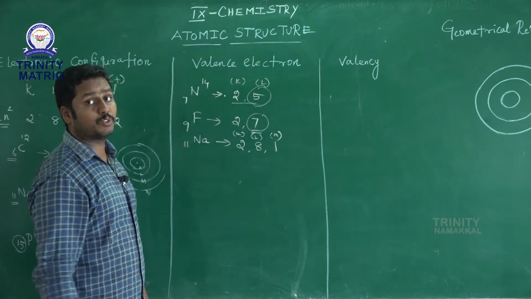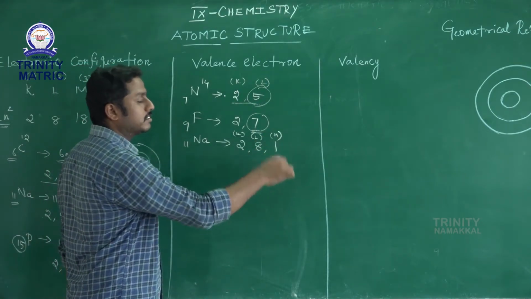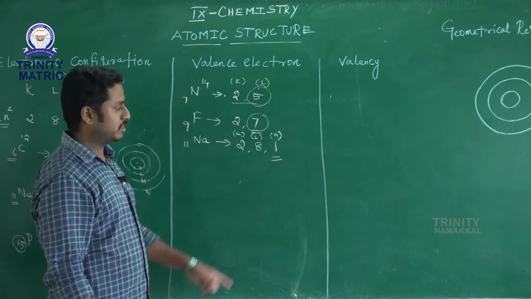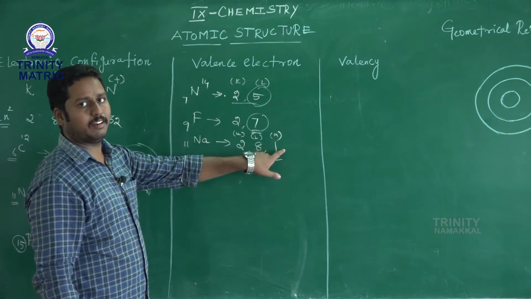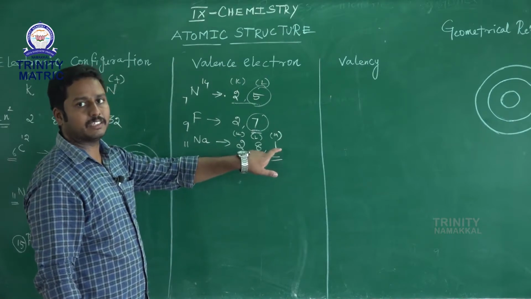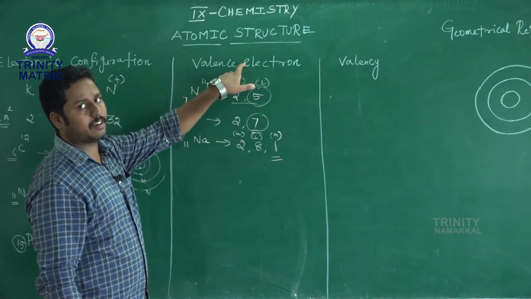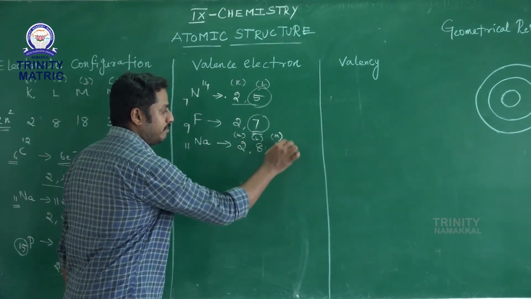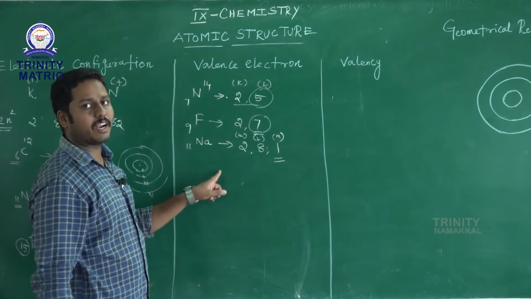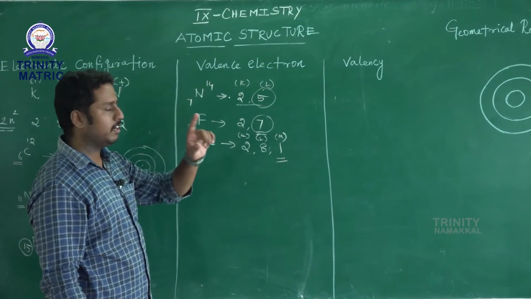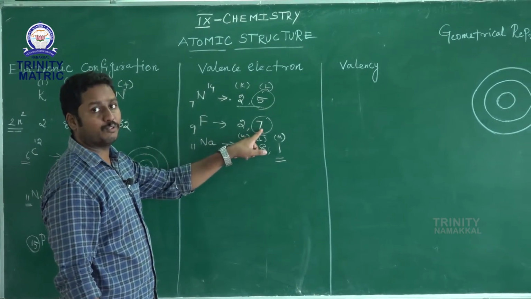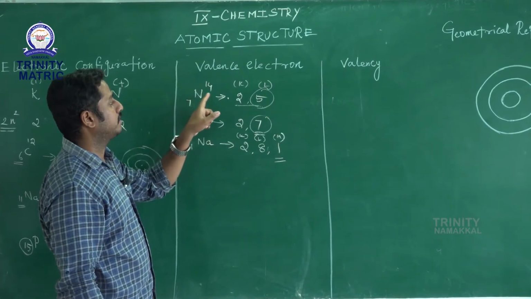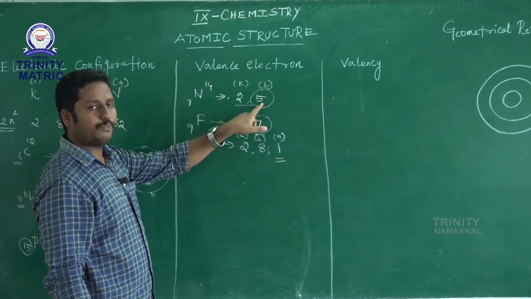So which one is the outermost shell here? The M shell is the outermost shell, which is called the valence shell. The number of electrons present in the valence shell is known as valence electrons. So how many valence electrons does sodium have? It has only 1 valence electron. The number of valence electrons present in sodium is 1, in fluorine is 7, and in nitrogen is 5.